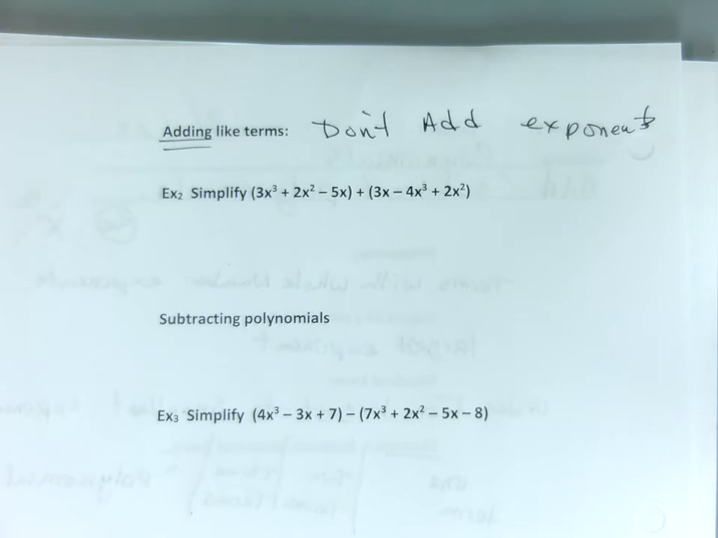I know it seems really obvious, but when you add like terms, you don't have exponents. Okay, you guys put those phones away. Phones away, right?